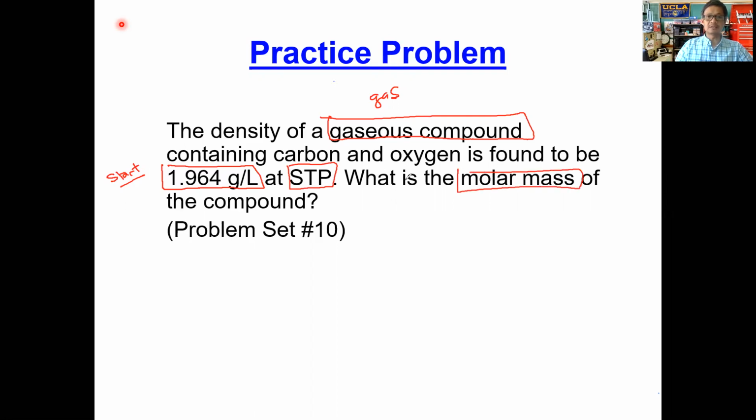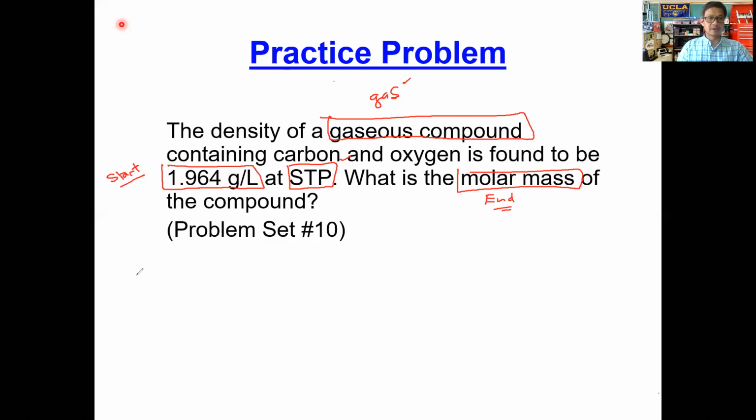So we start with the density. We want to end with the molar mass. So we've answered 2 questions there already. Since this is a gas at STP, the conversion factor will be the molar volume. That's essentially how you want to go about doing this here. So let's go ahead and solve this problem and work it out.